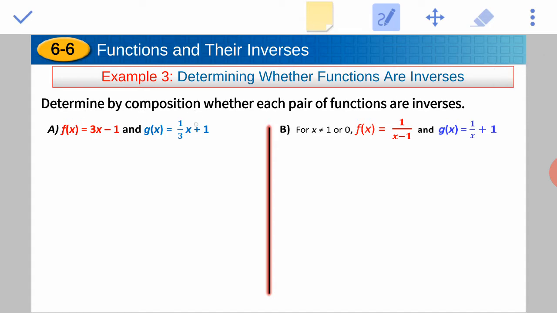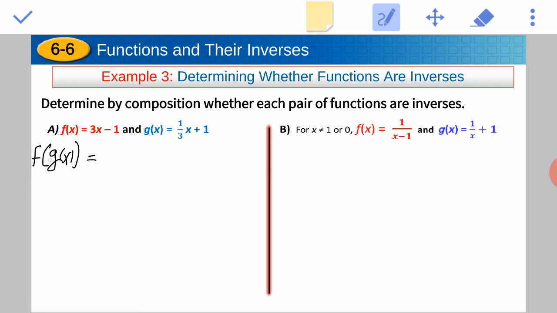Determine by composition whether each pair of functions are inverses. So our job is to determine whether f of x and g of x are inverse functions or not. Step number 1, we try to find the composition f of g of x. Let's find this composition. So guys, we're feeding f of x with the function g of x.